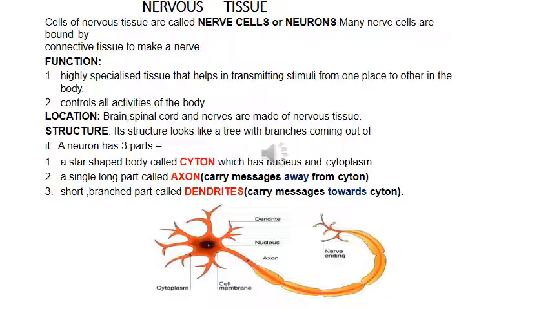Let's see the structure. Its structure looks like a tree with branches coming out of it. A neuron has three parts. It's very important. A star-shaped body called cyton. Can you see in the center? It is also known as the cell body, which has nucleus and cytoplasm. A single long part called axon, which carries messages away from the cyton. Short branched parts called dendrites carry messages towards the cyton. Now here in the nervous tissue, the message is always sent in one direction.